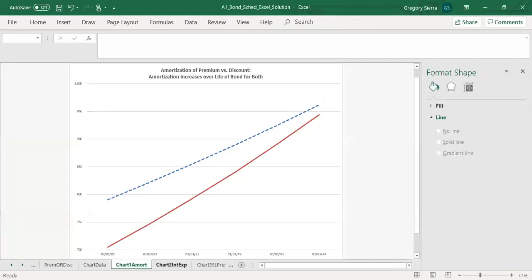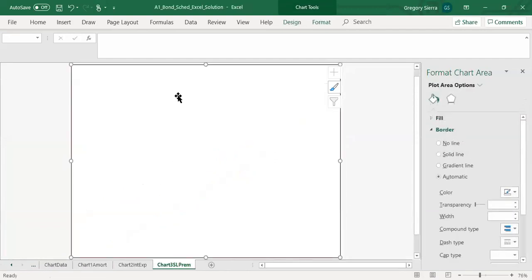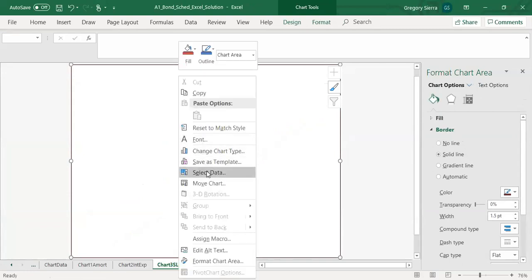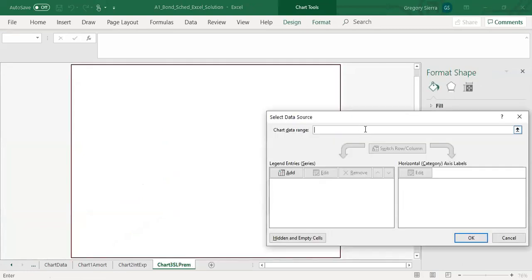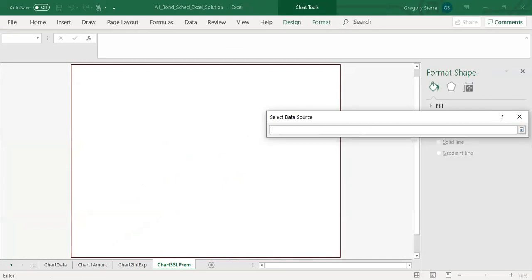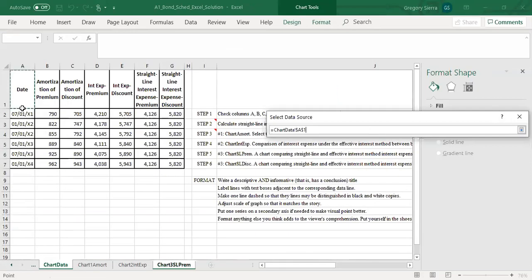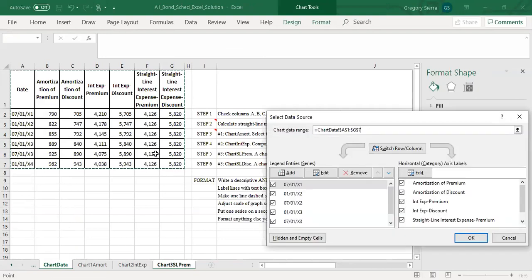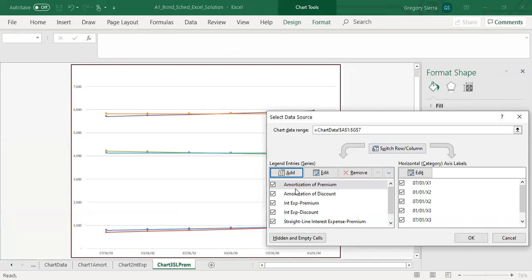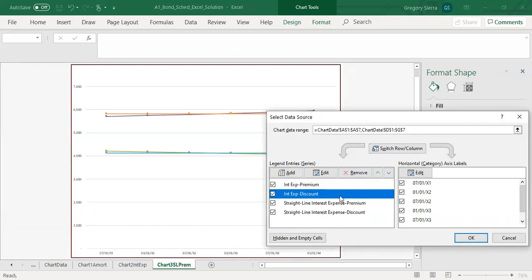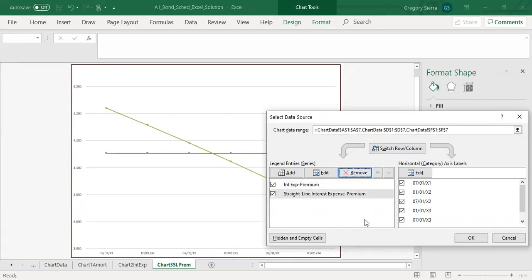Now we're going to chart 3. We have nothing in here. And, you know, if you have a better way of doing this, go for it. But I am more of a get her done kind of person. Switch these. And let's see, amortization of premium, amortization of discount, remove, remove, remove, remove. Okay, that's looking good to me.